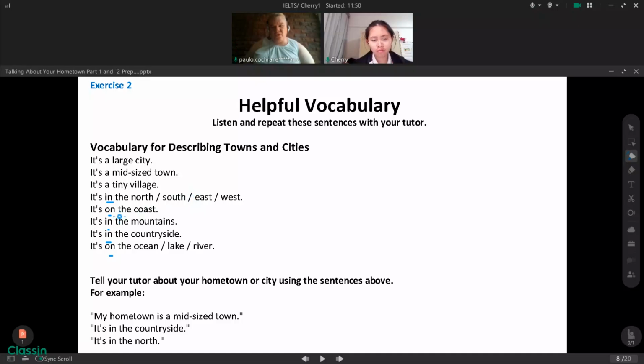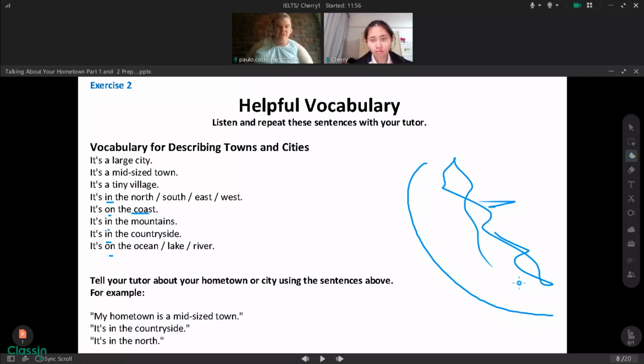Notice the coast, okay, is the line around the ocean. So this is the ocean. It's the line where the ocean and the land meet. So that's why it's on the coast or on the ocean, on the lake, on the river. Any body of water will use the preposition on. So it would be very helpful to study this because prepositions are what most people struggle with in English.